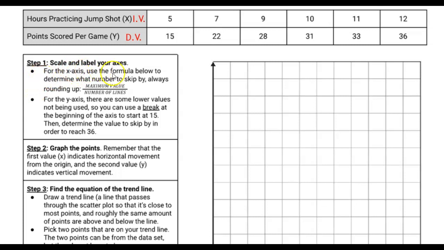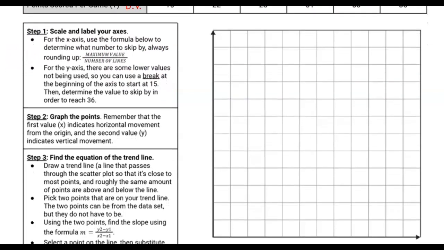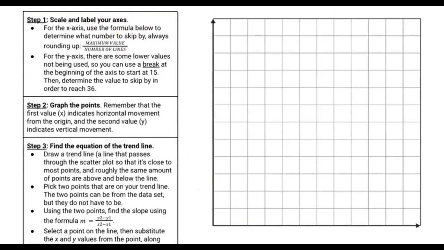So for the x-axis, we're going to use this maximum value divided by number of lines formula and round up once we get a value. So the maximum value for the x's looks like it's 12, and I'm going to count the number of lines on the x-axis. Looks like there are 12 lines. So couldn't have been easier. The maximum value is 12, number of lines 12. I'm skipping by 1. And of course, this process is the scaling process.